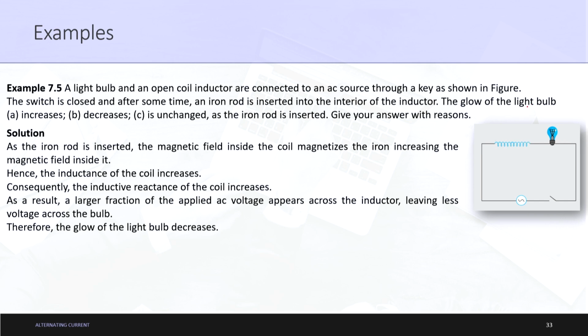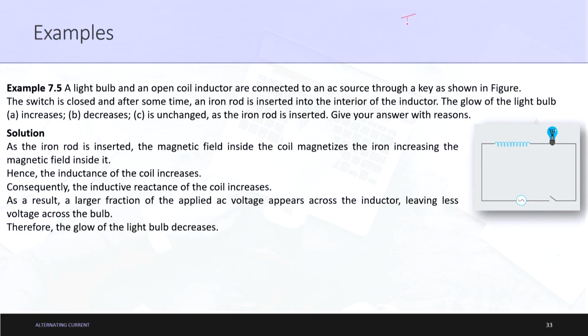The glow of the light bulb will increase, decrease or is unchanged as the iron rod is inserted. Give your answer with reasons. Okay. So, quite evident, this is a simple concept using the definition of inductive reactance. In the previous class we understood that inductive reactance is nothing but equal to omega multiplied by L, correct.